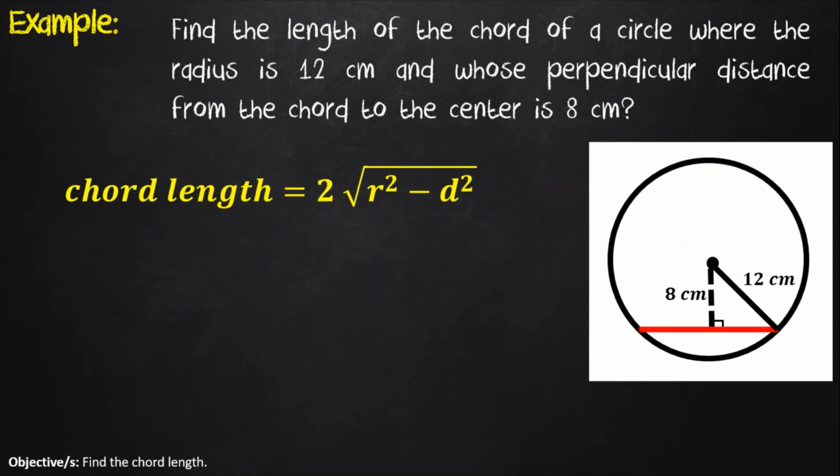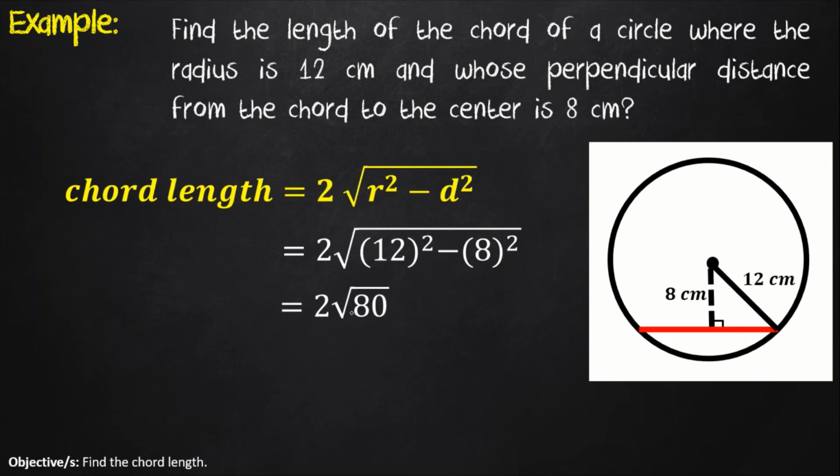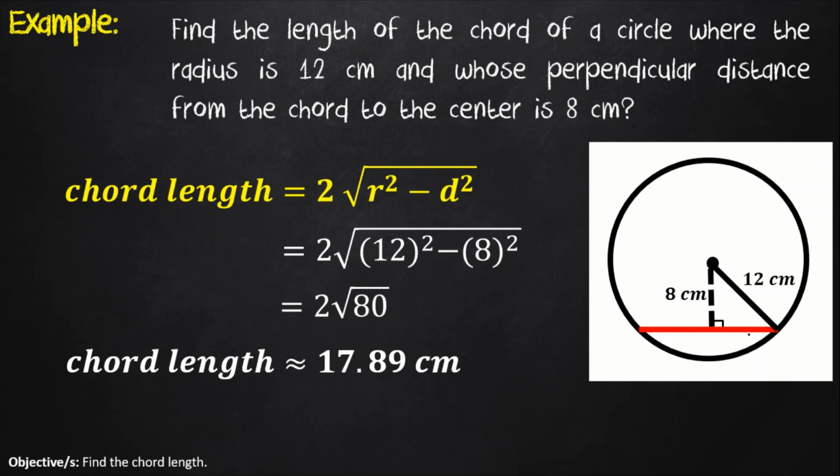Now, going back to our example, so plug in natin yung values ng r at ng d. r is the radius, and d is, ito yung perpendicular distance of the chord to the center. So, we have 2 times the square root of, ang radius natin ay 12 centimeters, so 12 squared, minus the distance, ito ay 8, so 8 squared. So, we have 2 times 12 squared is 144, minus 8 squared is 64. So, 144 minus 64, and that is 80. So, we have 2 times square root of 80. So, the length of the chord is 17.89 centimeters.